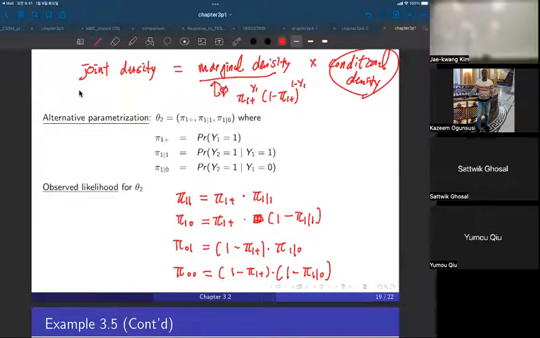So y1 equal to 0, y2 equal to 0 means the probability that y1 is equal to 0 times the conditional probability, on y1 equal to 0, that we have y2 equal to 0. So that is this.